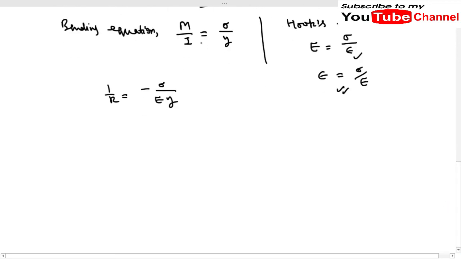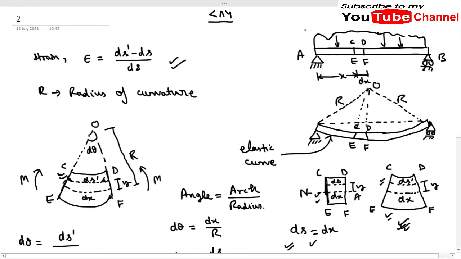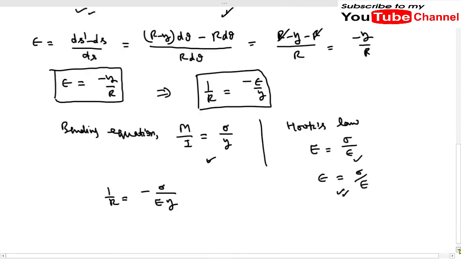Now we will use our bending equation. The fiber which we are studying here, this element, this fiber ds dash, is above the neutral axis. Which means that if the loading is acting downward, as in our case, the fiber above the neutral axis will be in tension, and the fiber below the neutral axis will be in compression. So right now we are studying the fiber above the neutral axis, this fiber ds dash, in tension. So the stresses in this fiber will also be tensile.